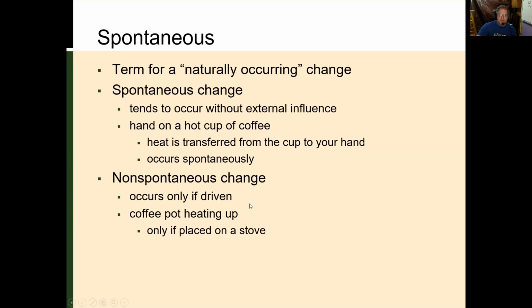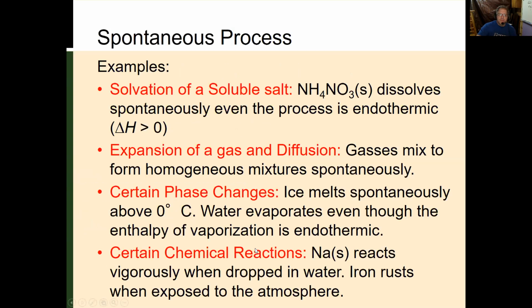We have to add something to it. For example, if I want to heat up the coffee pot, I can put it on a stove or heat it up in some other way. Okay. Spontaneous processes include solvation of a soluble salt. If we dissolve something, ammonium nitrate is quite interesting because when it dissolves in water, it gets colder. Ammonium chloride does this as well.